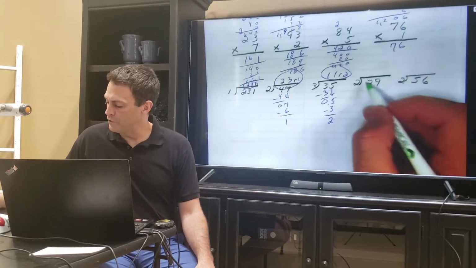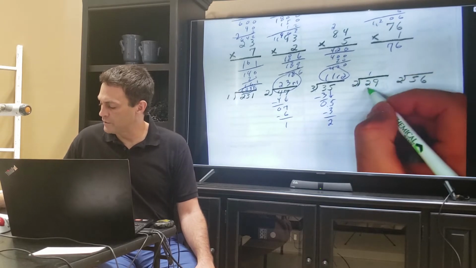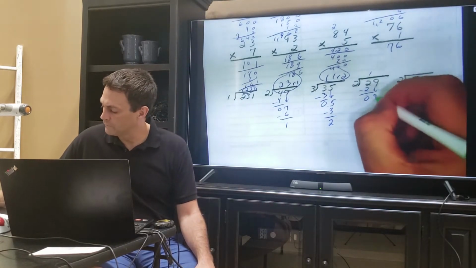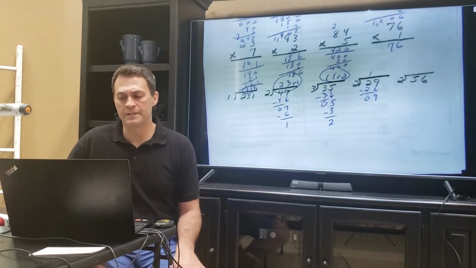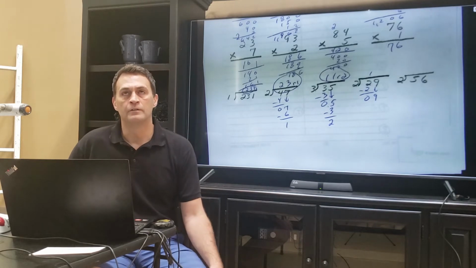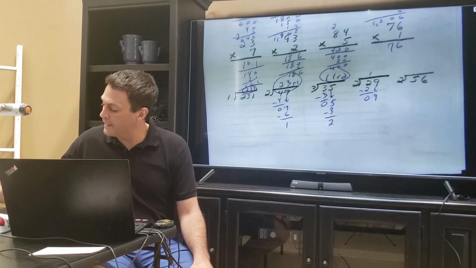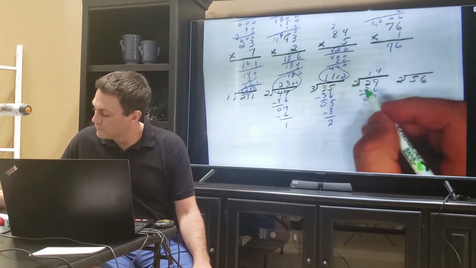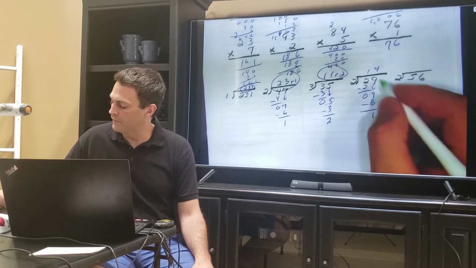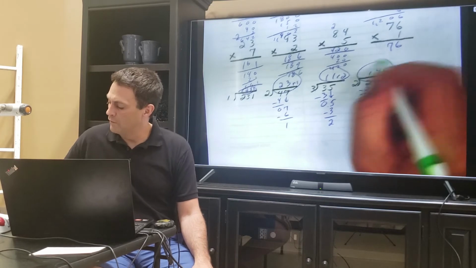29 divided by 2. 2 can go into 2 one time. 1 times 2 is 2. 2 minus 2 is 0. Bring down the 9. 2 can go into 9. Well, let's see. 2 times 5 is 10. That's too big. Can't go over 9. 2 times 4 is 8. That works. 9 minus 8 is 1. 2 can't go into 1. Nothing to bring down. So 14 with a remainder of 1.